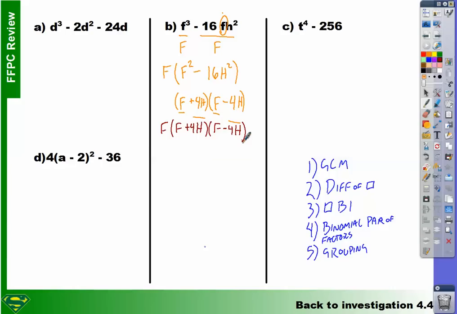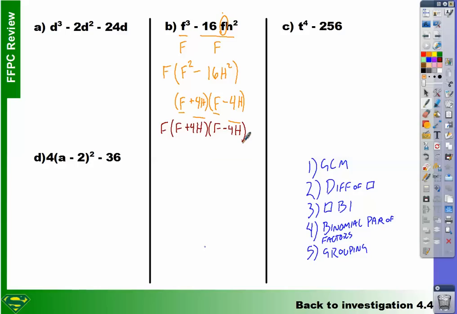All right, this question C is another very common way of requiring you to factor several times. So what's the first thing that we look for in question C? Is there a greatest common monomial? No, there's no greatest common monomial. So what's the second thing that we look for? Peter? Is this a difference of squares?